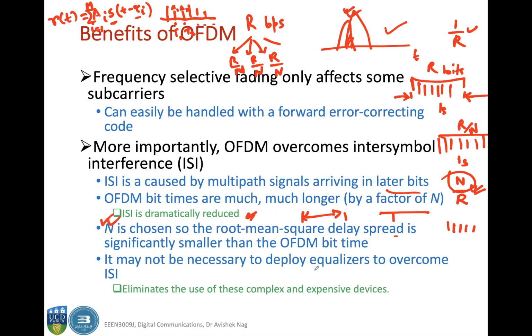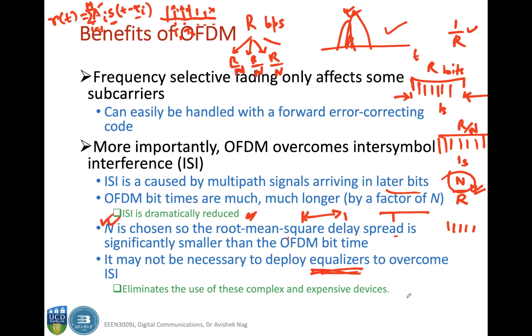An equalizer is another device that mitigates the effect of this multipath by compensating these delays and fading gains. If you do OFDM, then this equalization may not be required, or it can be less complex. So this eliminates the use of these complex and expensive devices. That's the benefit of OFDM.